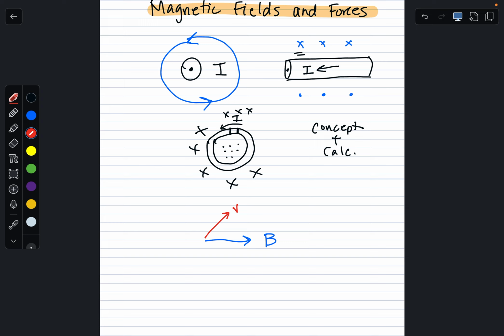Yes, the first part is confusing. So we don't take it around. No, you want to stop your fingers at the location where you care about finding the B field. And why do we want to stop it?